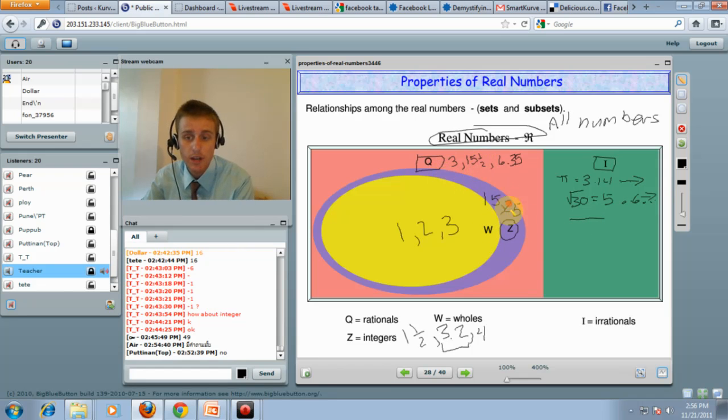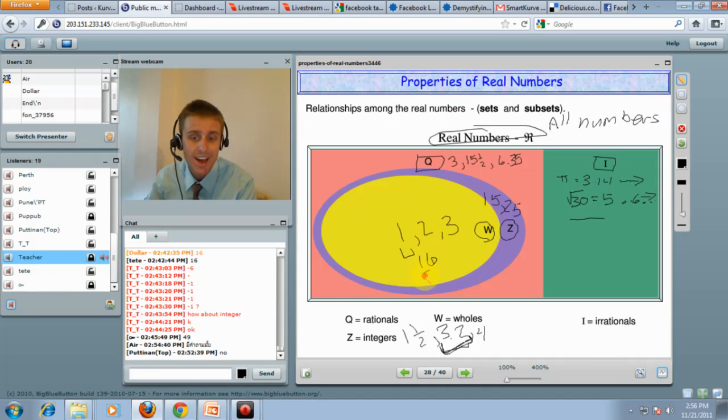Within the rational numbers, we have integers, which refer to numbers, fractions, decimals. Within integers, we have whole numbers, which are numbers without a fraction and without a decimal point. So 16, 5,000. Integer, 5,000 and 1/3.